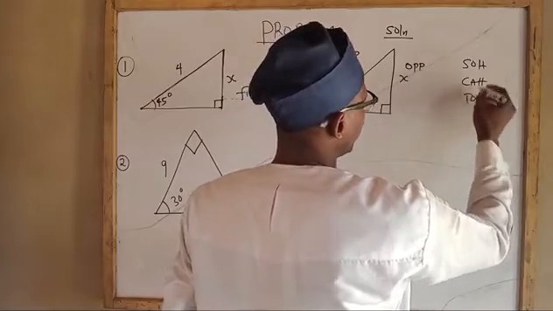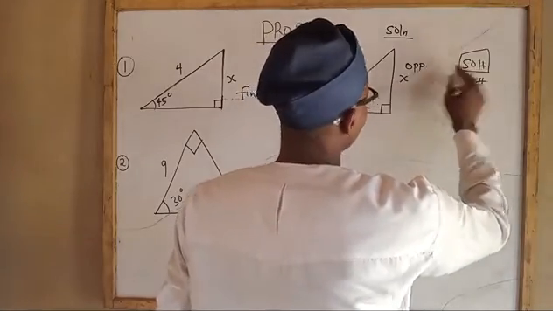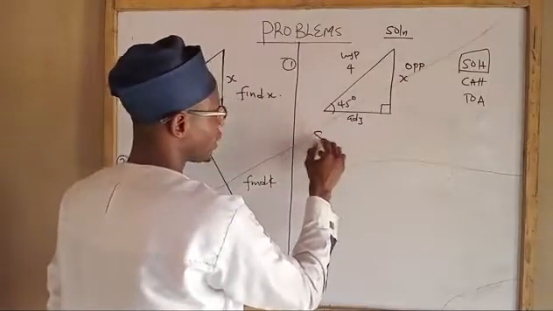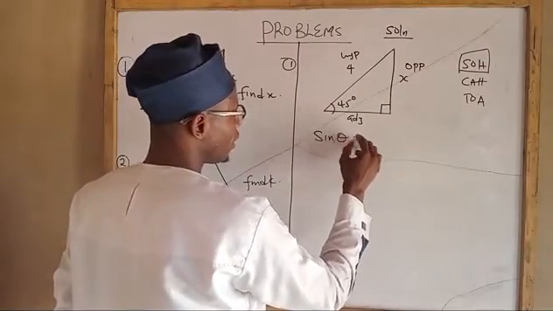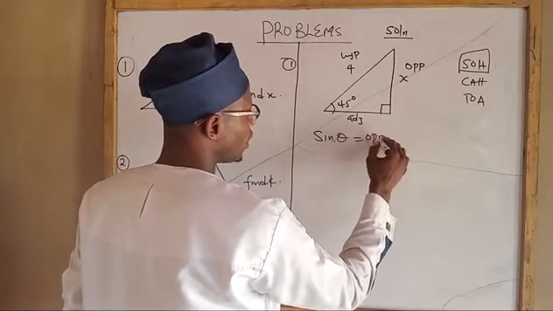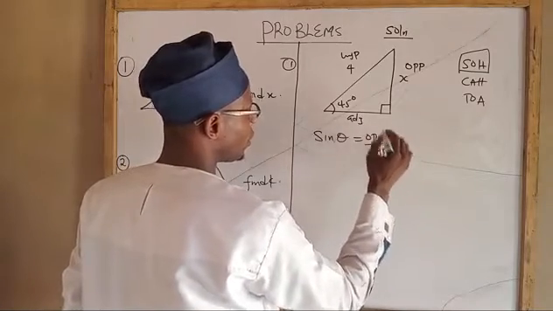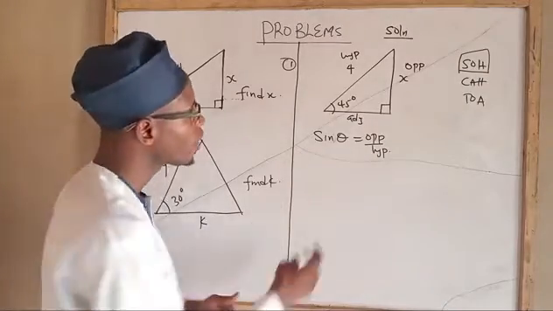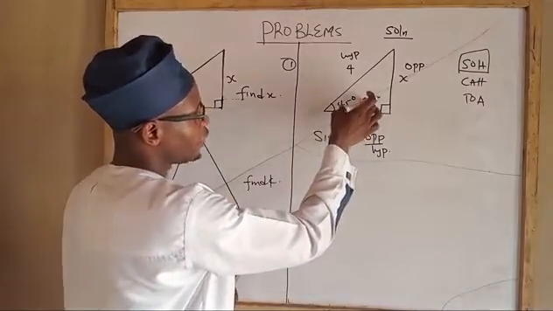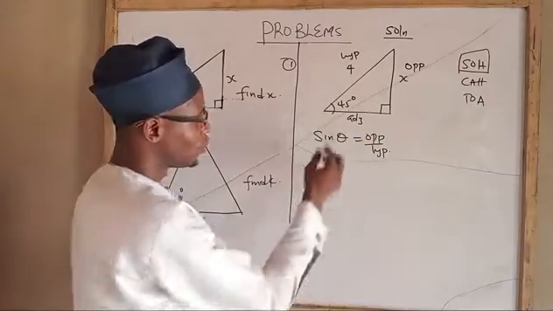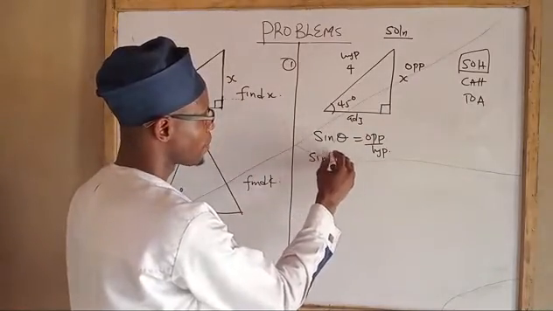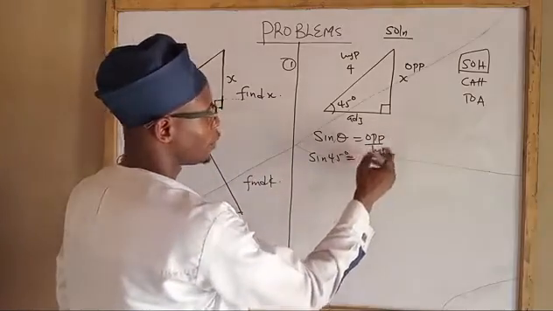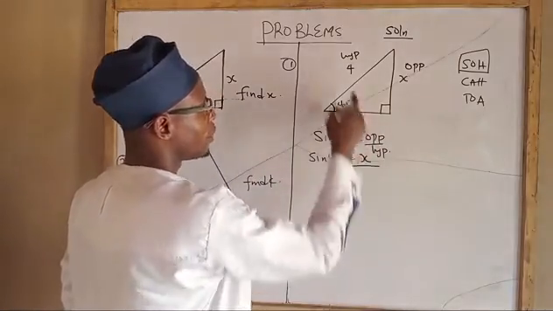So this is the only one that connects hypotenuse and opposite. So we are going to be using SOH, which is sine theta is equal to the opposite all over the hypotenuse. So my theta refers back to what? 45 degrees. So when we replace, we have sine 45 degrees is equal to the opposite, which is x, all over the hypotenuse, which is what?